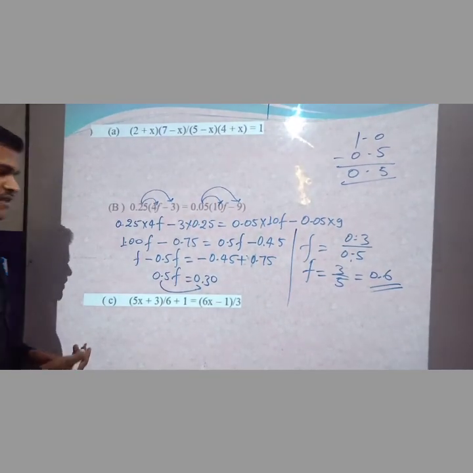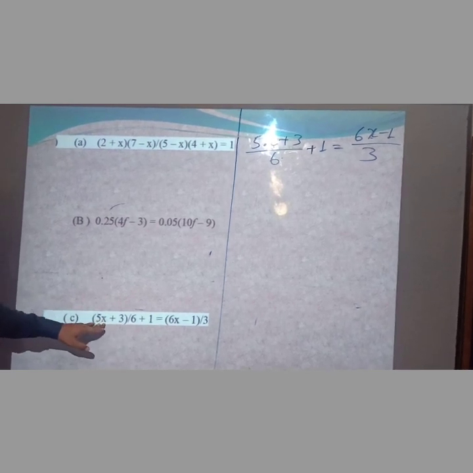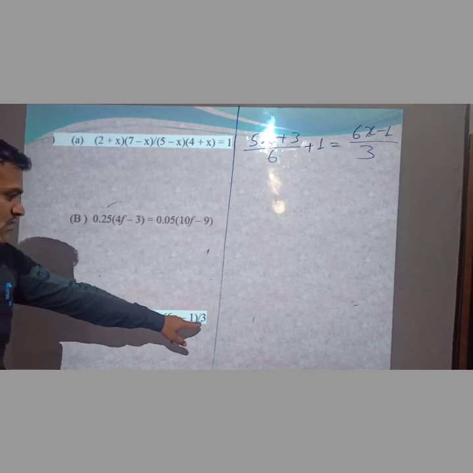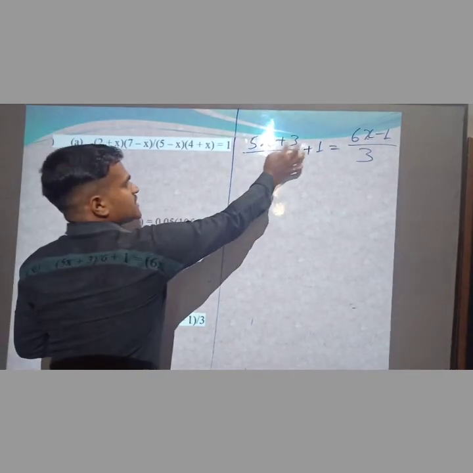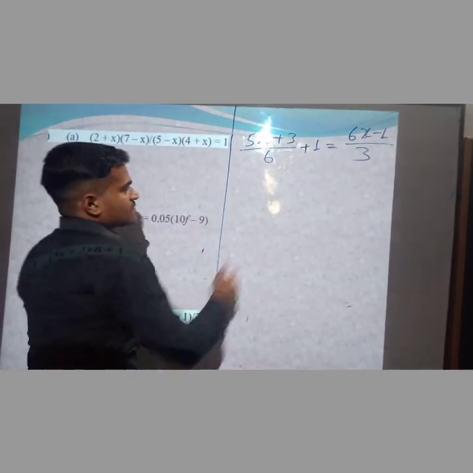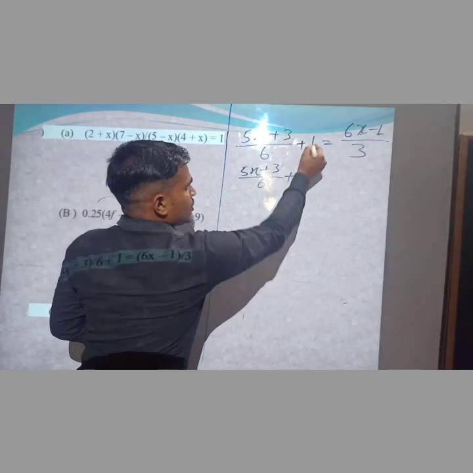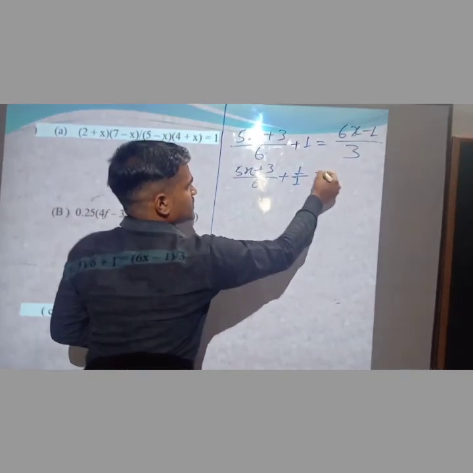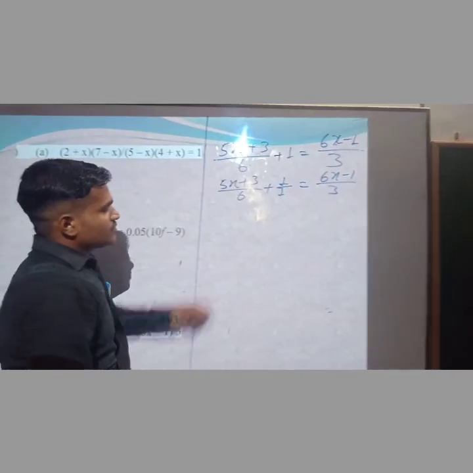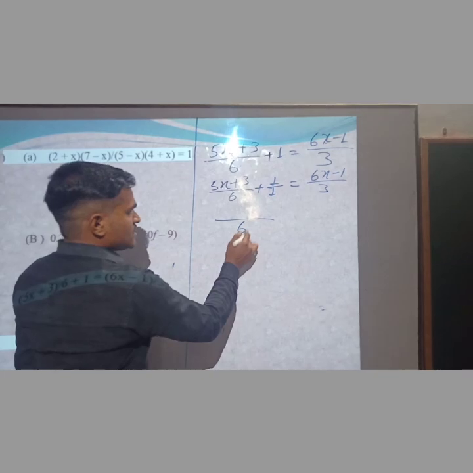Next question: (5x plus 3) upon 6 plus 1 is equal to (6x minus 1) upon 3. So we may write 1 as 1 upon 1. Now we have to take the LCM of 6 and 1, so we get 6. 6 ones are 6, 6 ones are 6.